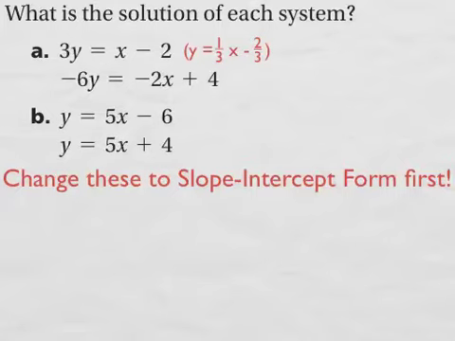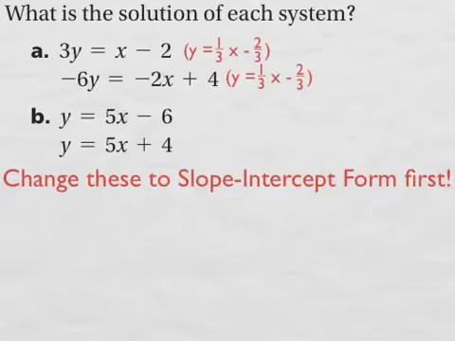And to solve for y in the negative 6y equals negative 2x plus 4, I need to go ahead and divide everything by negative 6. When I divide everything by negative 6, a negative 2 divided by a negative 6, remember negative divided by a negative is a positive, and 2/6 could be simplified to 1/3. A positive 4 divided by a negative 6 is going to be a negative, and 4 divided by 6, or 4 over 6, could be simplified to 2/3.